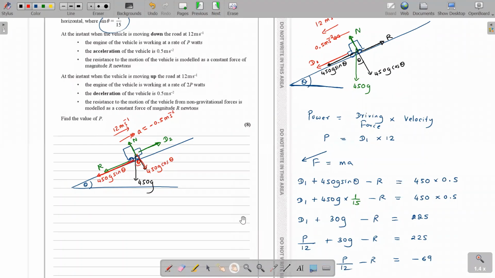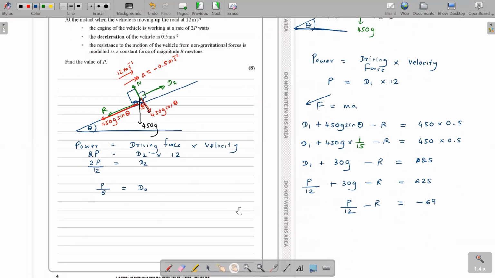Okay, then here also they have told you the rate of working. The engine is working at a rate of 2P watts. So let's write power equals driving force times velocity. Power is 2P, driving force is D2, and the velocity is again 12. So driving force D2 is 2P divided by 12, which gives me P over 6.